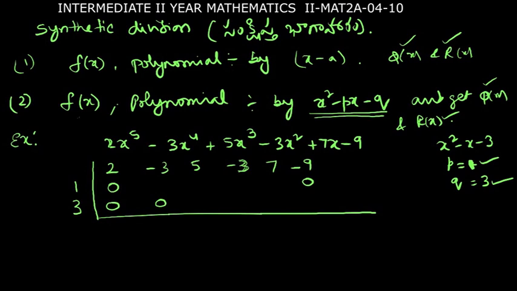ఇప్పుడు 2 + 0 + 0 is 2. ఈ 2 × 1 ఇక్కడ రాసుకోండి. 2. ఓకే. 2 × 1 is 2. -3 + 2 is -1. Okay. Now you multiply 3 with this 2 and write here. 1 with this -1 and write here.